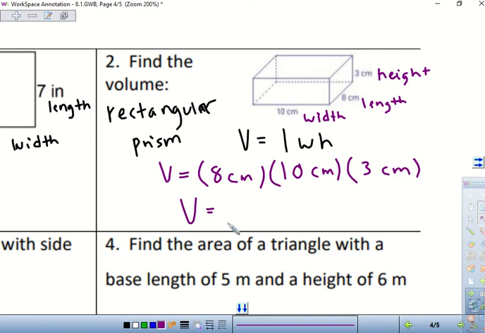That's going to be volume equal to 240 centimeters. Now what are the units on this? It's going to be centimeters not squared, but to the third, cubed. So volume is to the third, cubed. Okay. Area is squared, volume is cubed. Everybody good with that difference? Does anybody have any questions on number 2? Alright, let's move on.